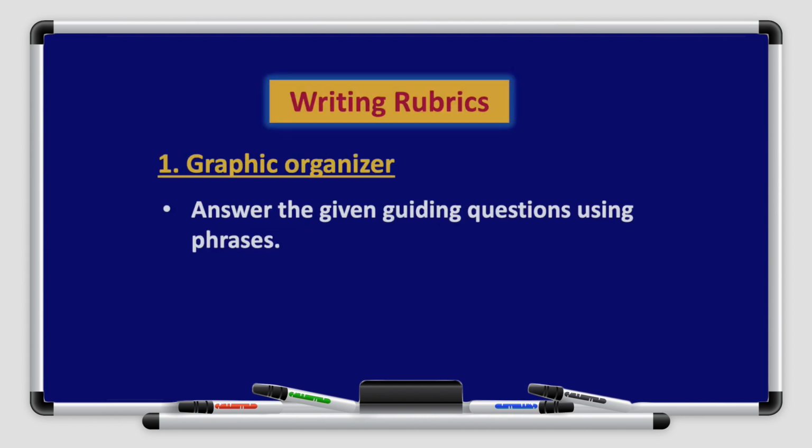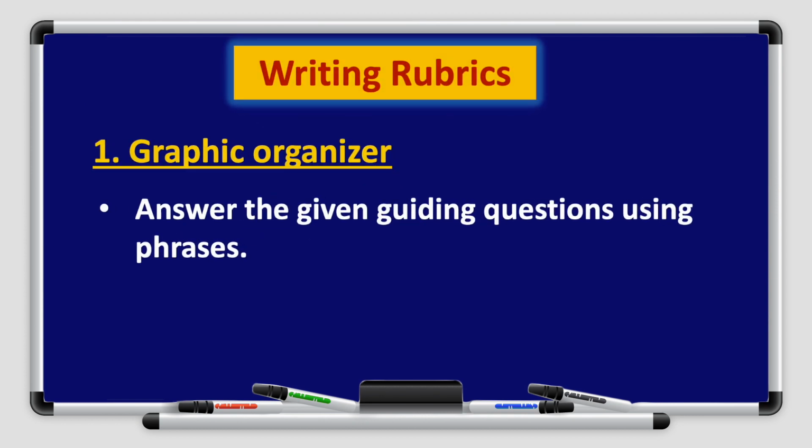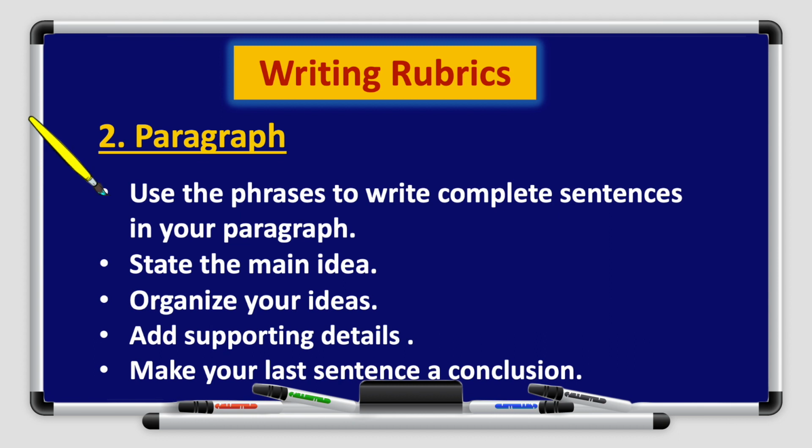Now, let's go to the writing rubrics and to the graphic organizer together. Try to answer the given guiding questions using phrases. Use the phrases to write complete sentences in your paragraph. You have to state your main ideas. You have to organize your ideas. And you have to add supporting details and make your last sentence a conclusion.